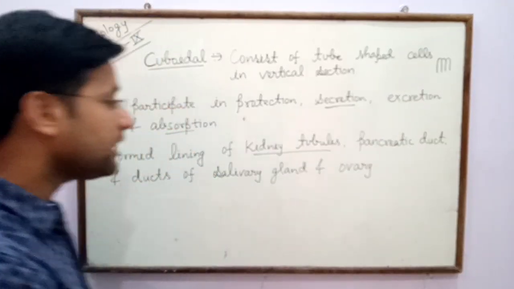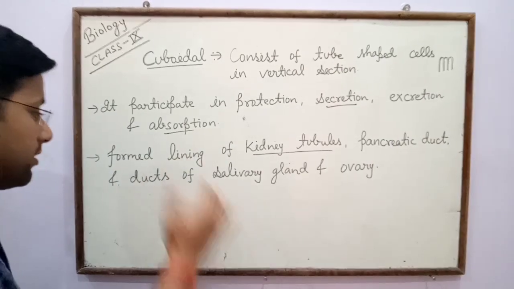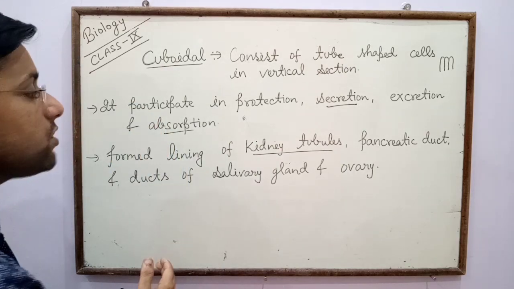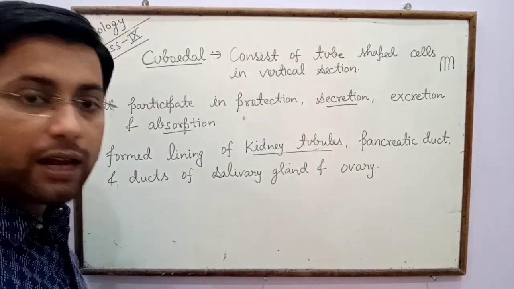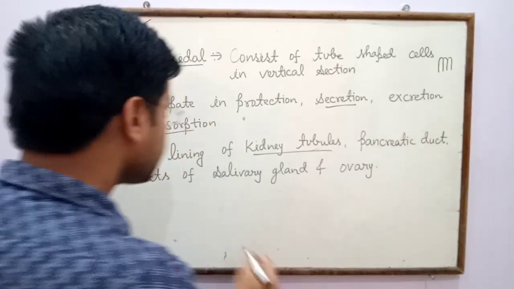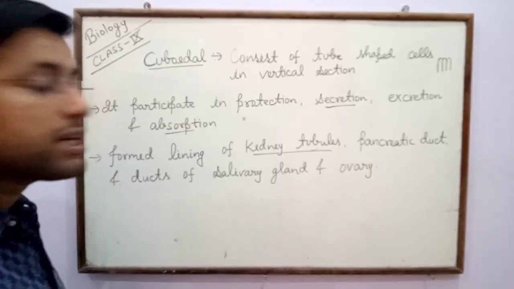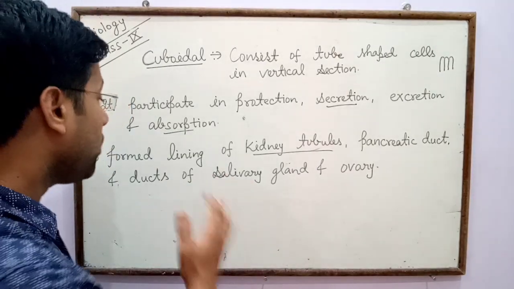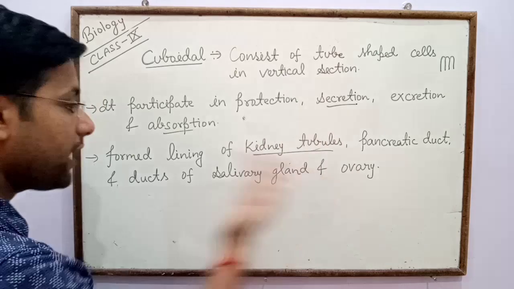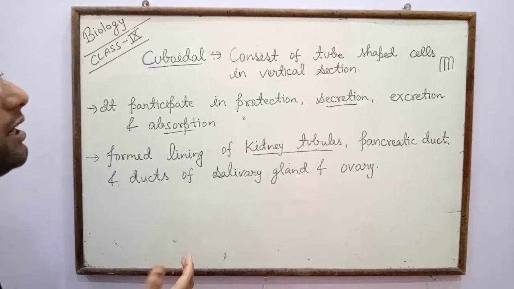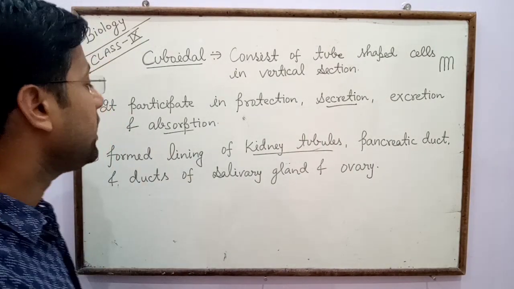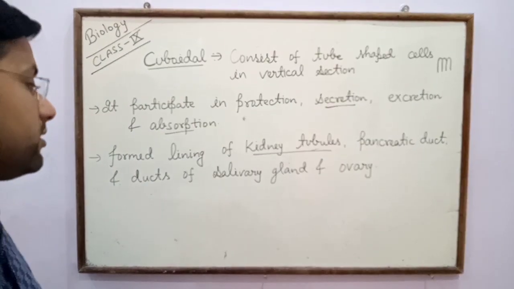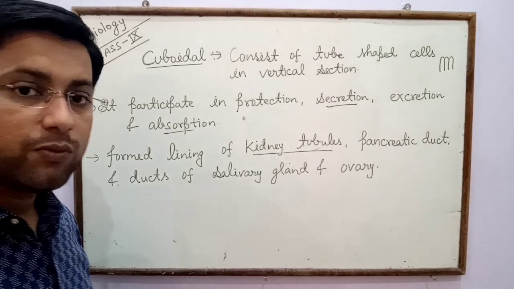After that, the lining of the pancreatic duct, the ducts of the salivary gland, and the ovaries. So in the kidney tubules, the pancreatic duct, and the ducts of the salivary gland and ovary, the lining of all these tubules or ducts is formed by cuboidal epithelium.